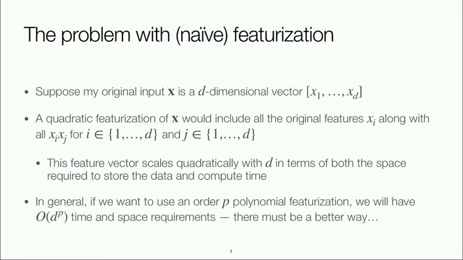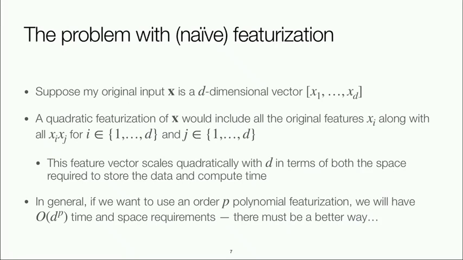And in general, if I wanted to use something that's not quadratic, let's say cubic or quartic, anything moving up to the pth order, what we're going to have is d to the p time and space requirements. If you've never seen anything that looks like this, like big O notation, don't worry about it too much.